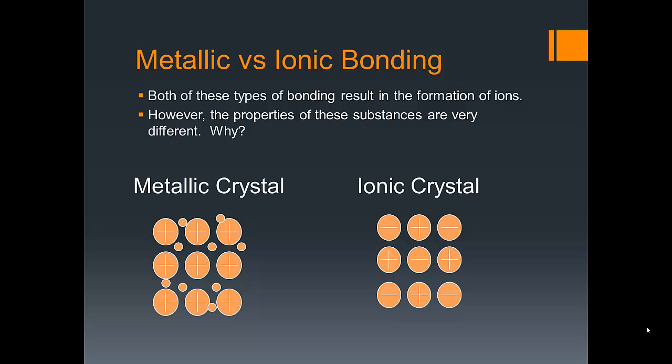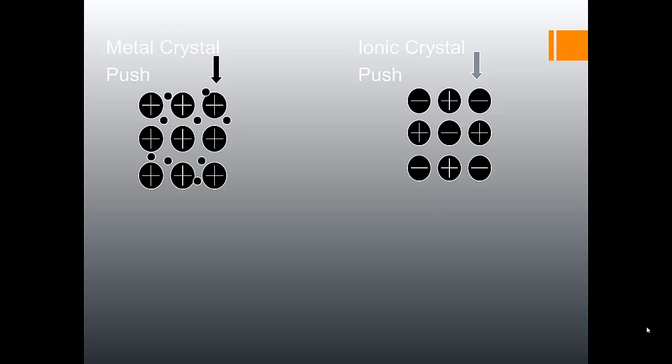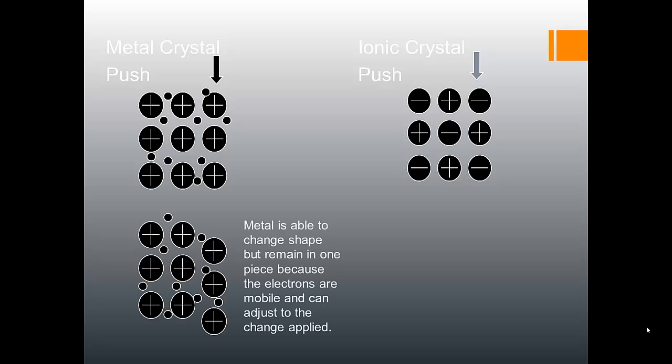So on the next page we're going to look at what happens when a force is applied to the metallic crystal and a force is applied to the ionic crystal. That's illustrated by the arrow with the push there. If I push down on a metallic crystal, the metal is able to change shape, but remain in one piece because the electrons are mobile and they can adjust to whatever change I just applied. So if I pound down on a piece of metal, the electrons are going to adjust to that, and the cations will move around, and you'll be able to change its shape.